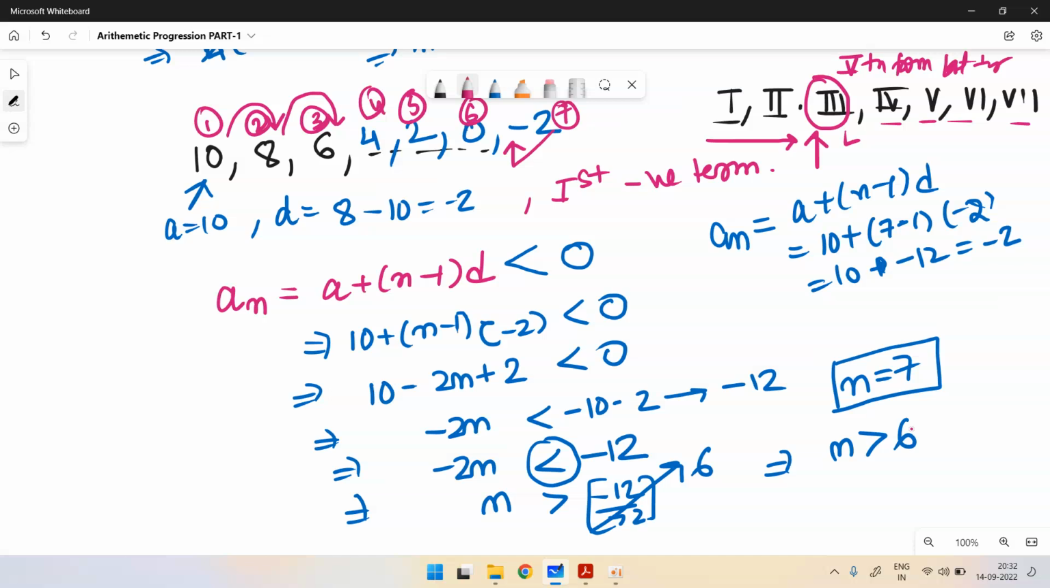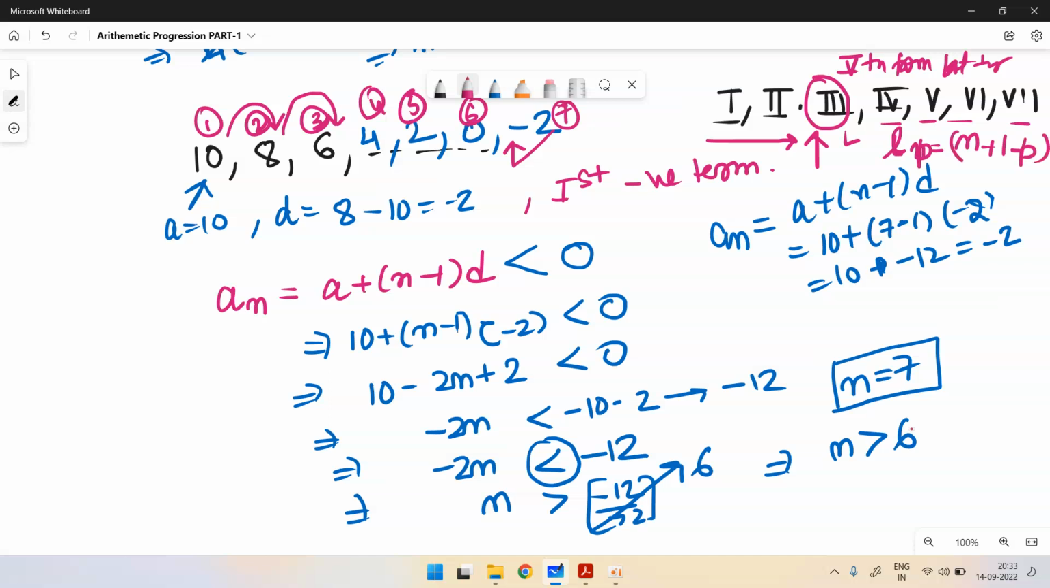What is the logic behind third and fifth? It is that for the position of any term from the last, I will write L of n, the position of the term from the last term. This is nothing but n plus 1 minus p, where n is the number of terms and p is the position.